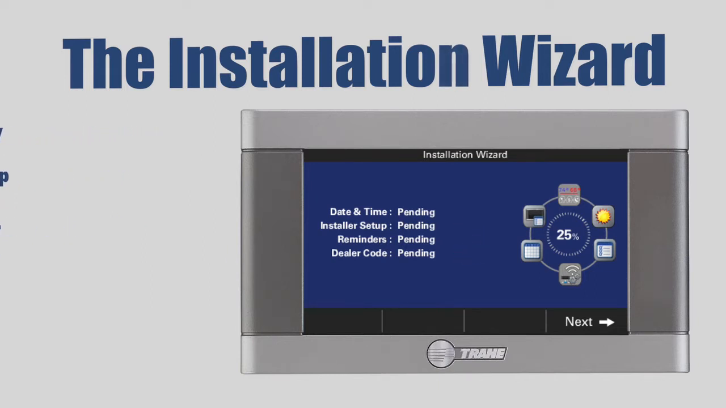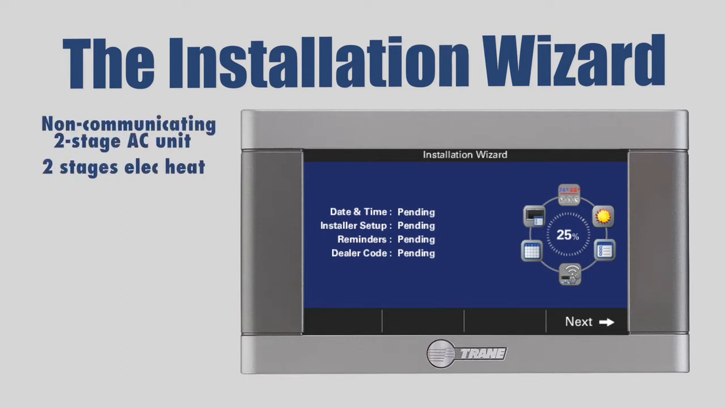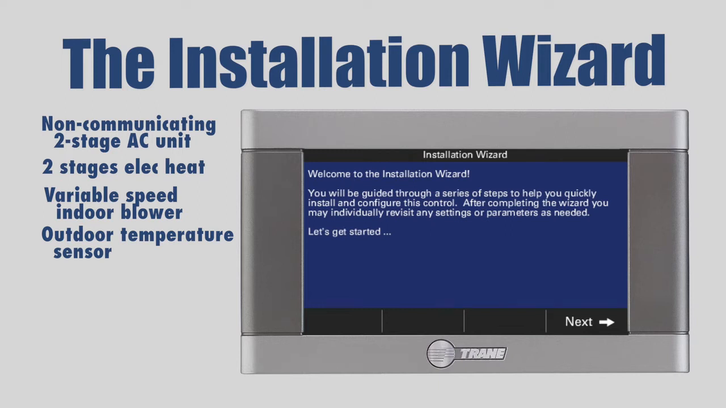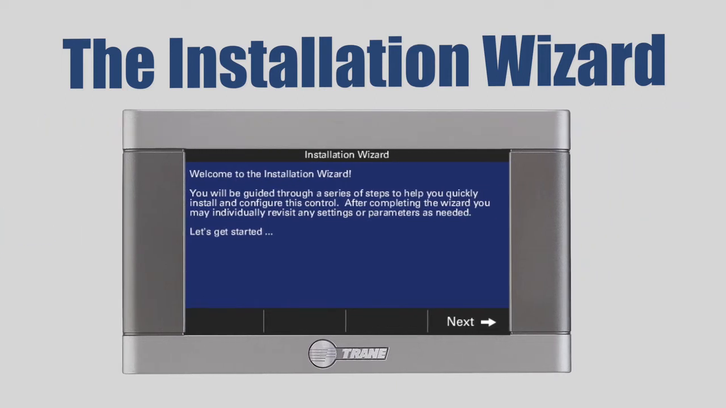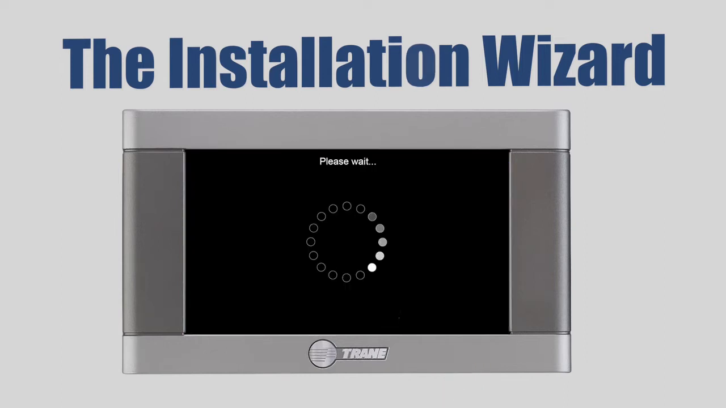For this demonstration, we will configure a non-communicating 2-stage cooling unit with 2 stages of electric heat and a variable speed indoor blower. We will also enable an outdoor temperature sensor. The initial screen provides a brief overview of the Installation Wizard process. After reading, press Next to begin.